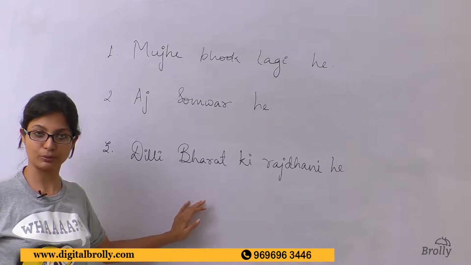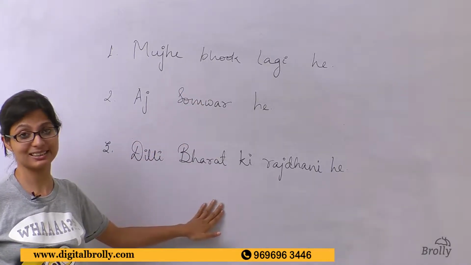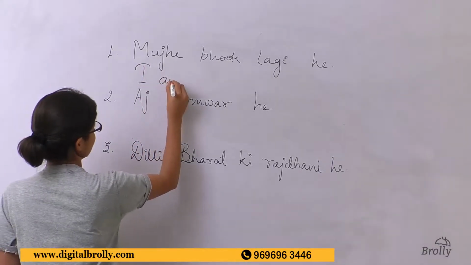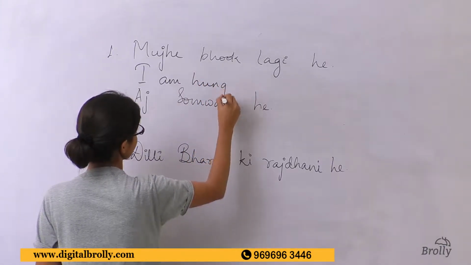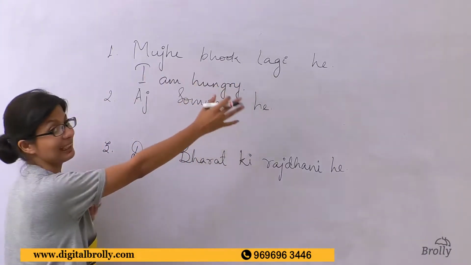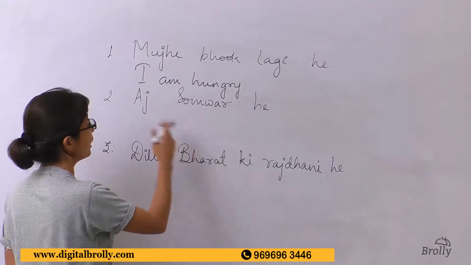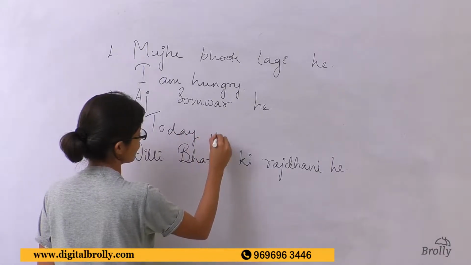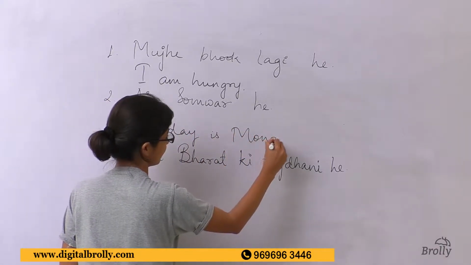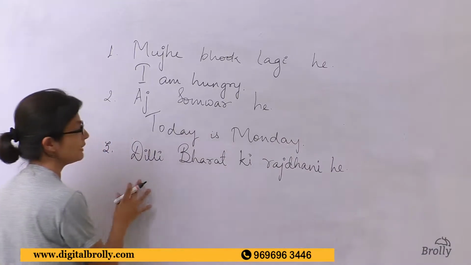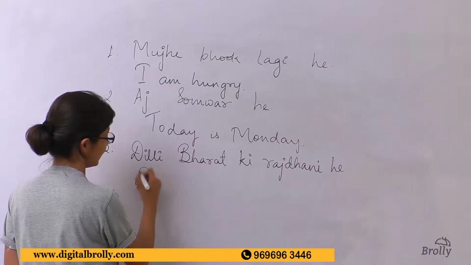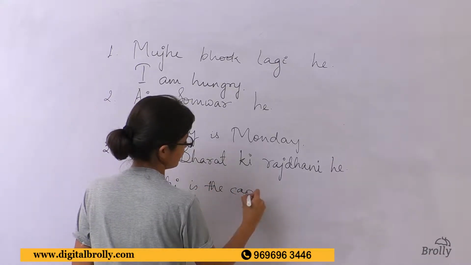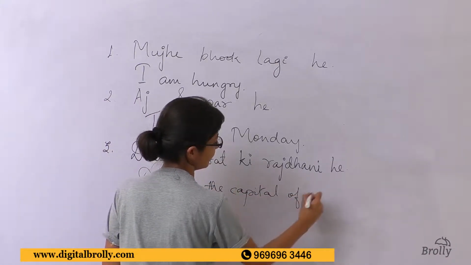Now, what I want you to do is translate each of these sentences into English. So, the first one would be, I am hungry. मुझे भूख लगी है is nothing but I am hungry. आज सोमवार है, that is today is Monday. And दिल्ली भारत की राजधानी है, that is Delhi is the capital of India.